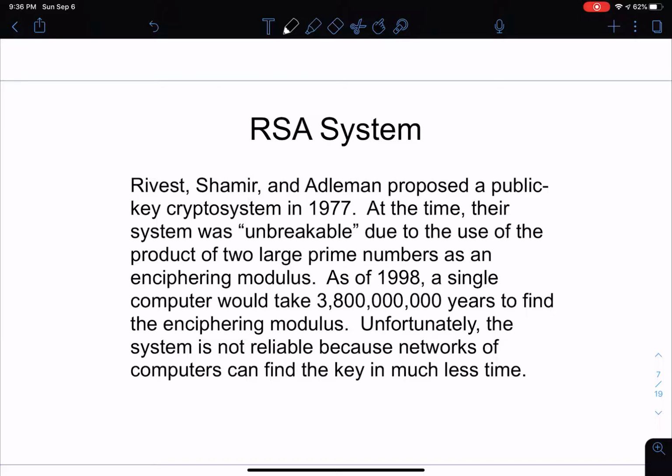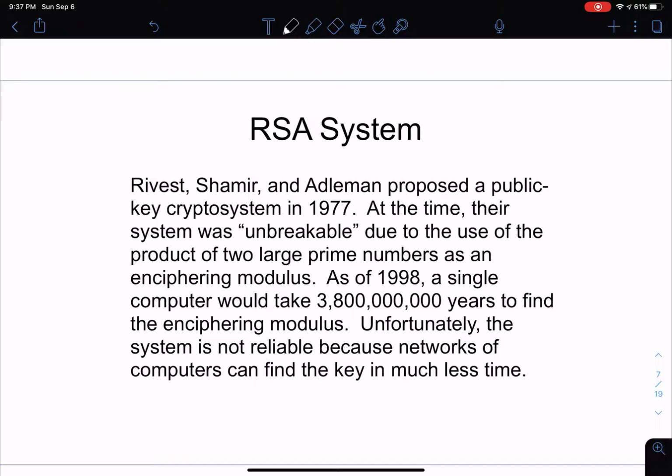And more recently, there was something called the RSA system. I wanted to briefly expose you to that because it'll show you how primes and stuff are used now in encryption too. This RSA system is named for Rivest, Shamir, and Adelman. They proposed this in 1977, so this was before many of you were born.